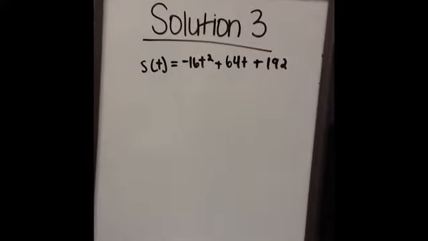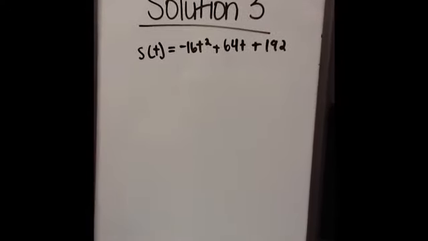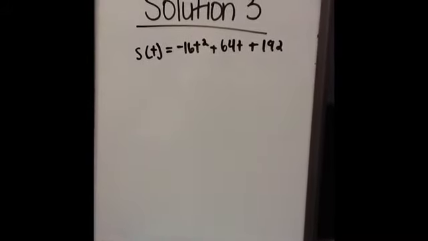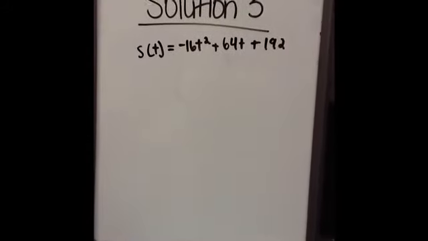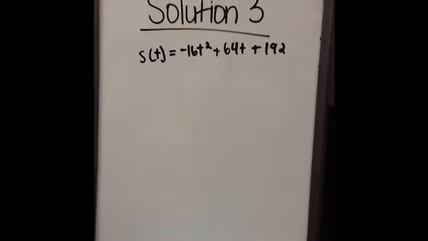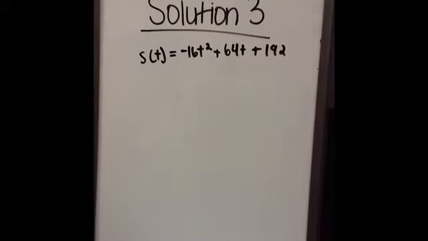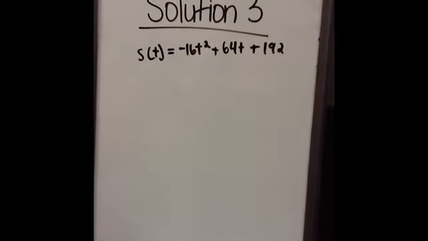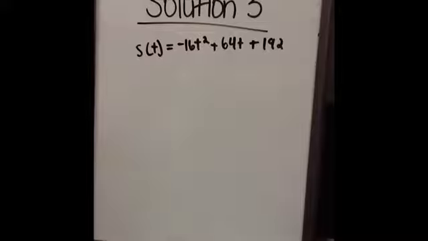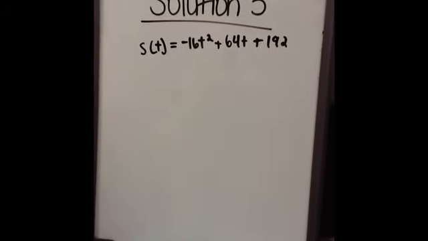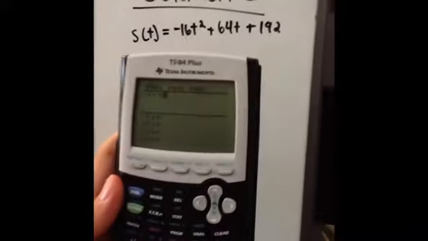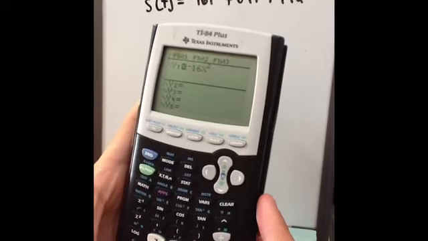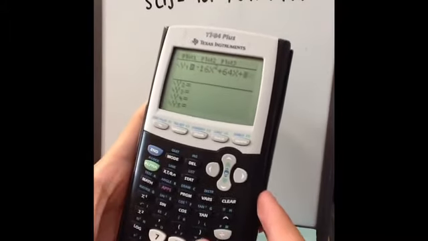Solution 3. I will now solve the question by graphing this equation, negative 16t squared plus 64t plus 192. And in the last drawing, I showed that this equation is also equal to t squared minus 4t minus 12. But for the question being asked, this equation must be used because we're looking for the maximum of the object, and the other equation shows the minimum. So to answer this graphically, I will plug that equation into the graph: negative 16t squared plus 64t plus 192.